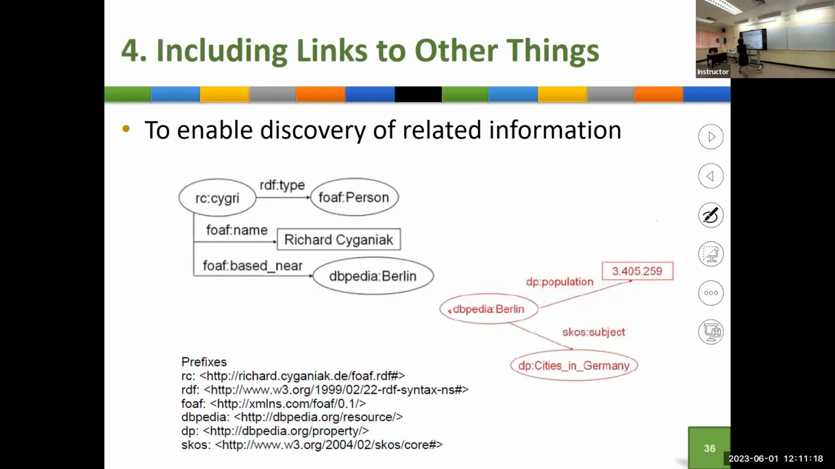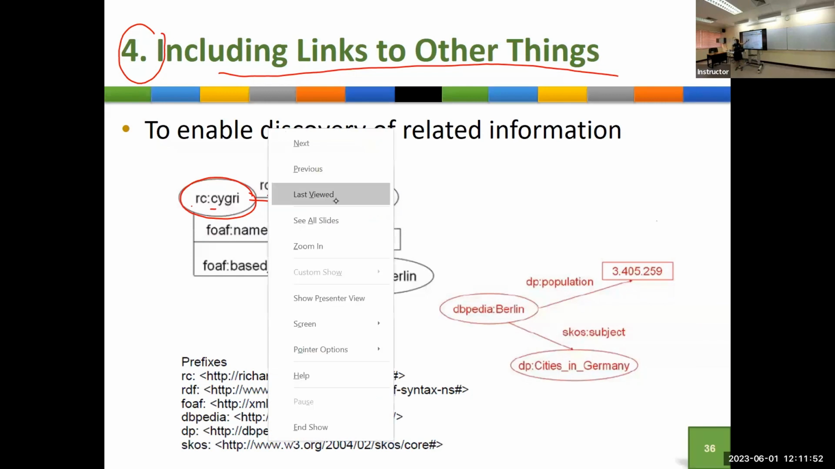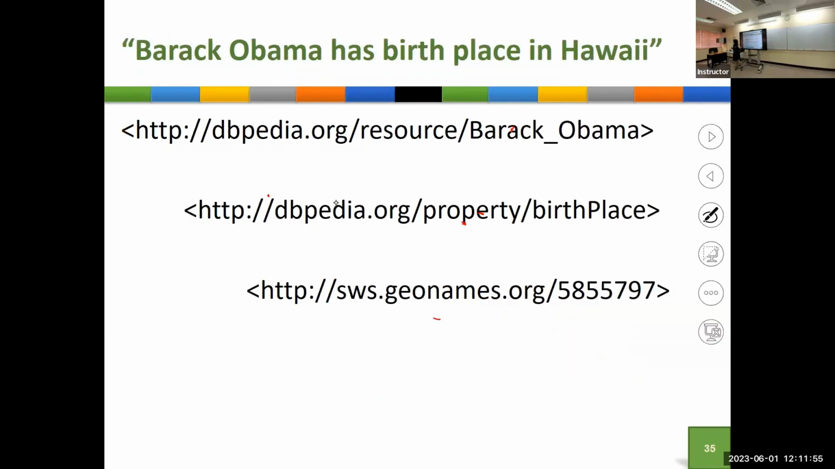And principle number 4, including links to other things. And this makes connectedness. Everything should connect. Now, if we define a person here, this is a URI for something. How can I know that this is a person? Oh yes, because there is this description that says this resource has the type person. Oh, this must refer to a person.